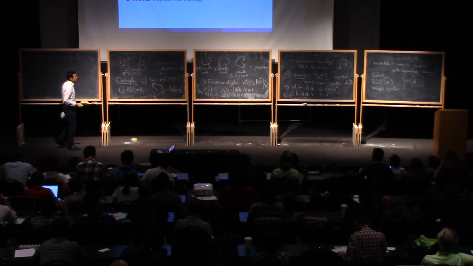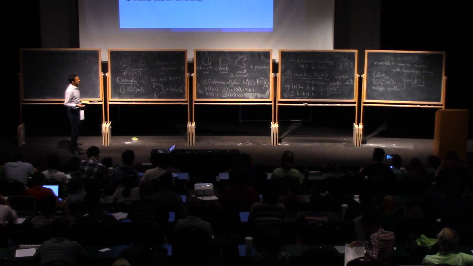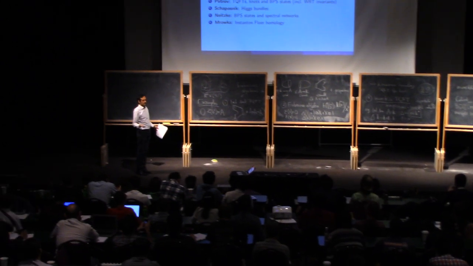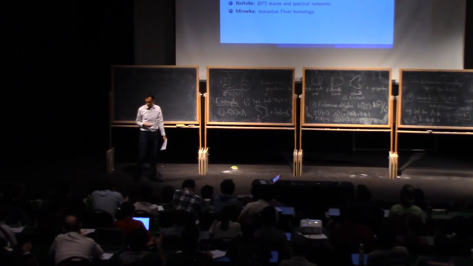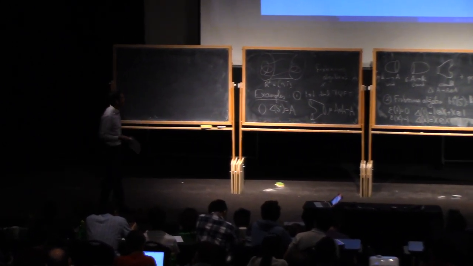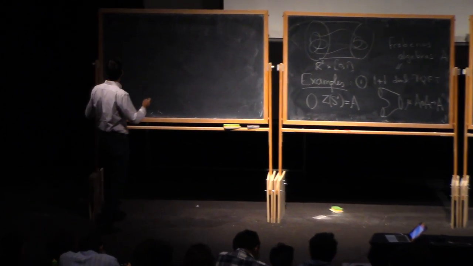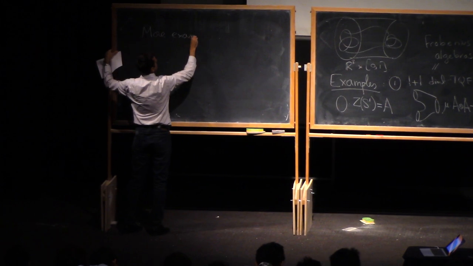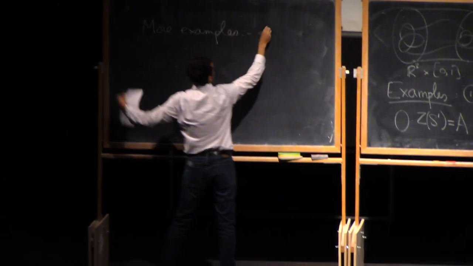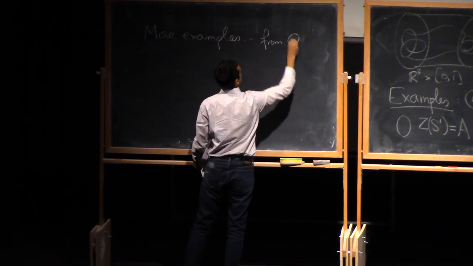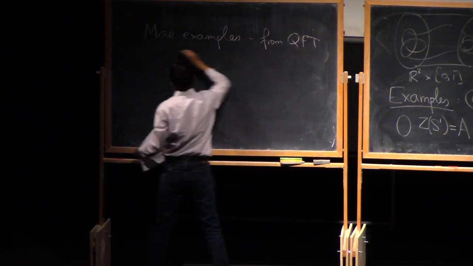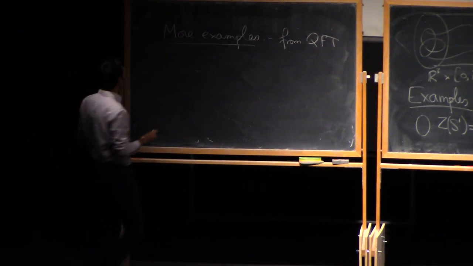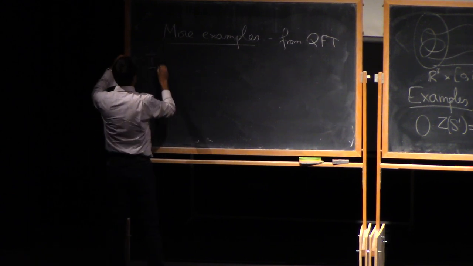Okay, so as I said, the concept of topological quantum field theory came from physics, and in fact many of the interesting examples that you'll encounter come from physics. So let me explain in what ways. Basically, if you want more interesting examples, they come from quantum field theories. And they come in two different ways. So there are two kinds of TQFTs.